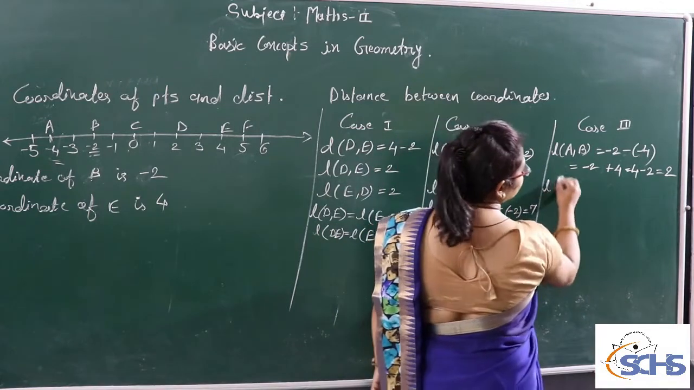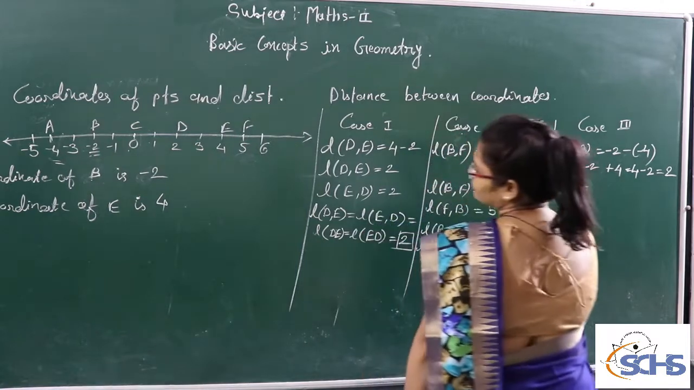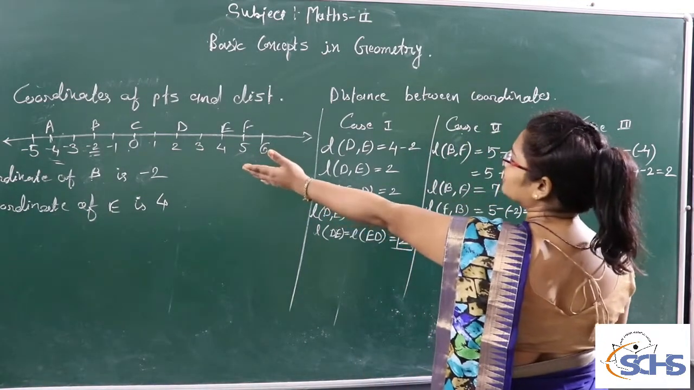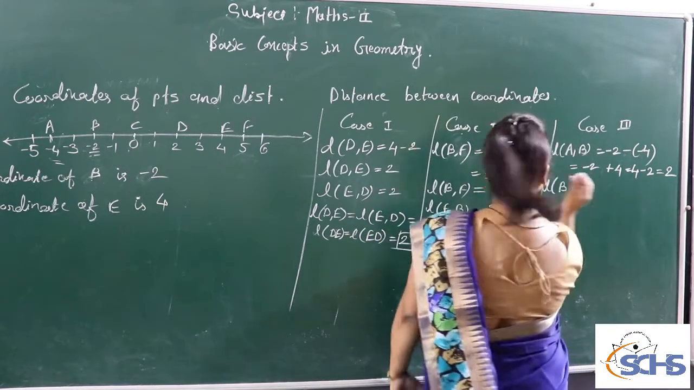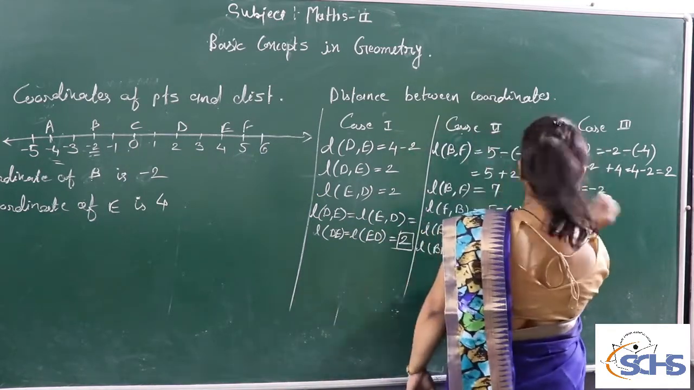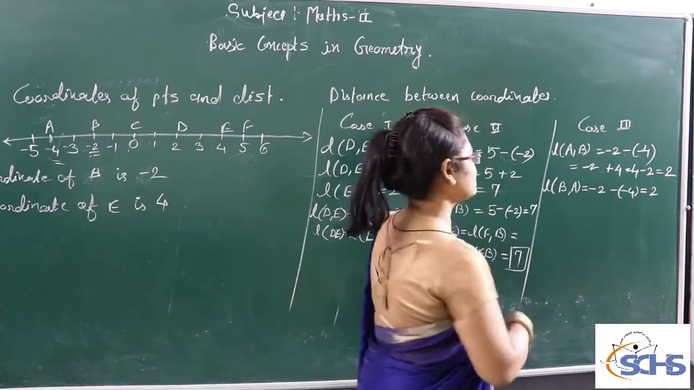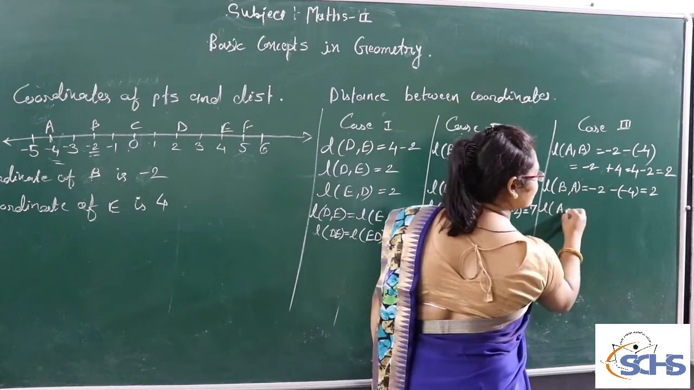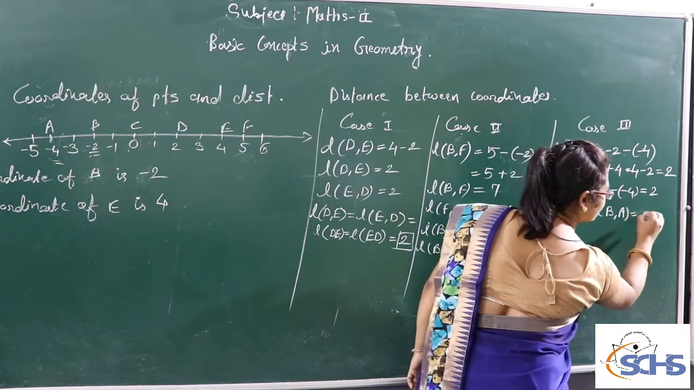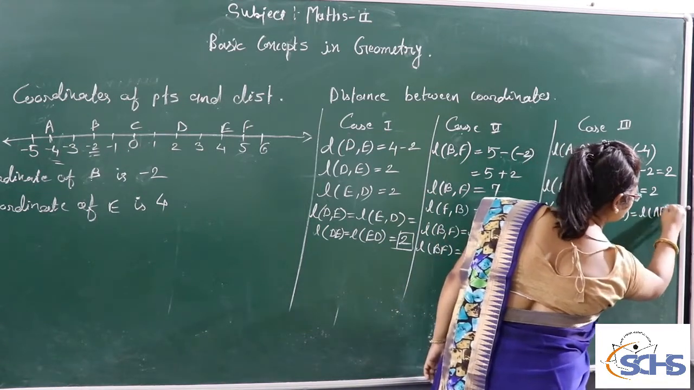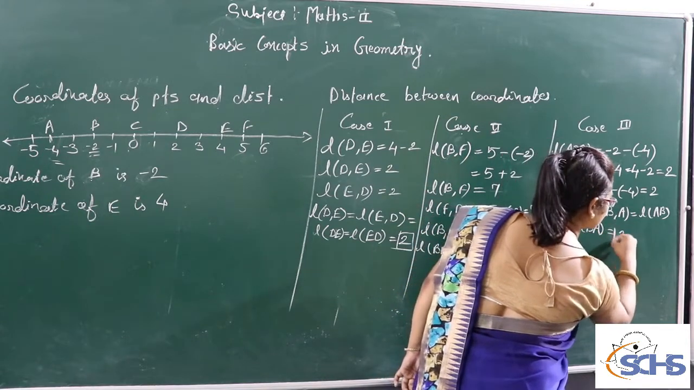Now let's find length of B comma A. Whenever we have to find length of B comma A, it means distance between B and A. So in that case also we will do the same. That means minus 2 minus of minus 4, that comes 2. It means that we can say that length of AB is equal to length of BA is equal to 2.